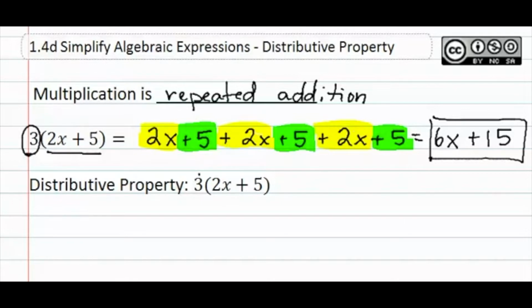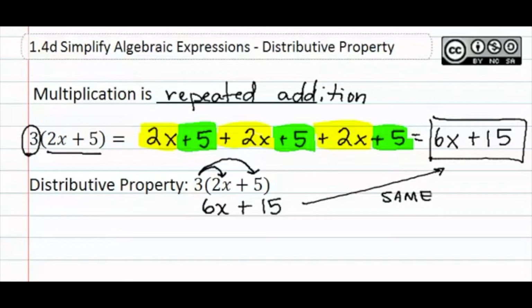What we do is we take the 3 and we multiply it by the first term inside. 3 times 2x means we multiply the two numbers together, giving 6 x's. Secondly, we multiply the 3 by the second term inside, which would result in 3 times 5, which is positive 15. As you can see, we got the same result as when we turned it into a repeated addition.